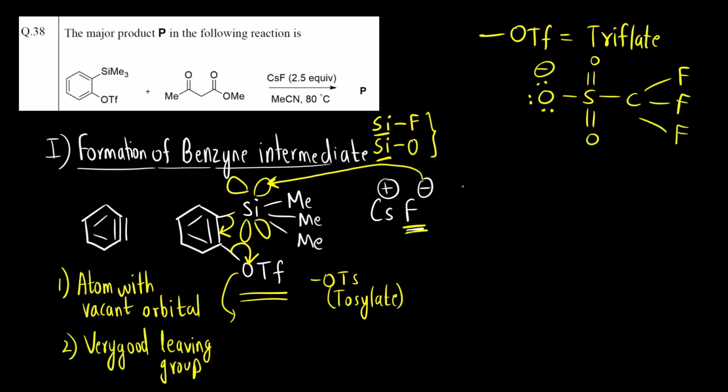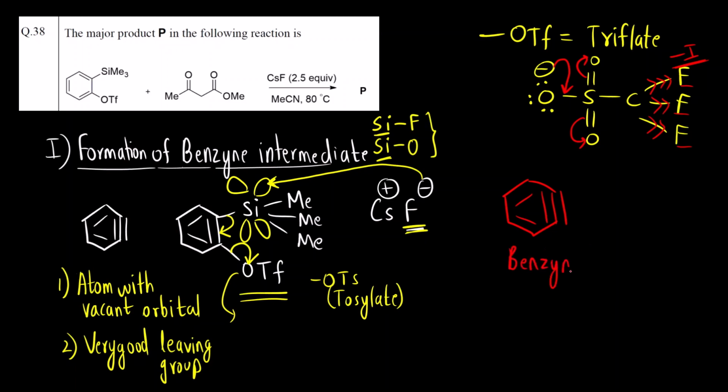Now there are two reasons why this negative charge on oxygen is stable. One is that it is involved in resonance with the sulfur-oxygen double bond, so it is stabilized due to resonance. The second reason is that all these three fluorine atoms can withdraw electron density via the minus I inductive effect. So these also stabilize the negative charge. That is why this is a very good leaving group. So what we get is our benzyne intermediate. Okay, so we have got our benzyne intermediate.